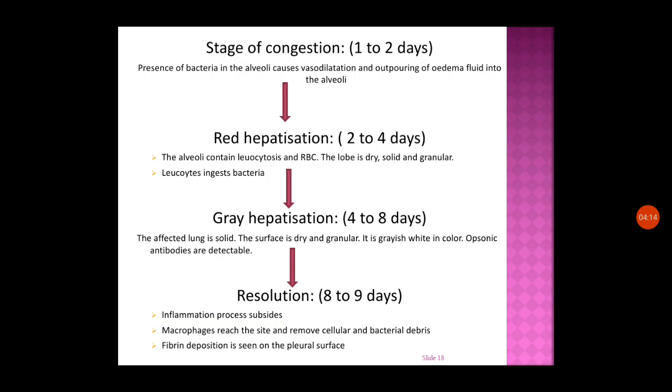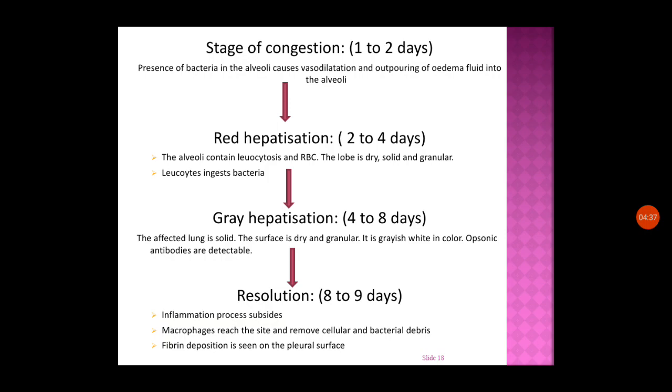Macrophages reach the site and remove cellular and bacterial debris. Fibrin deposition is seen on the pleural surface. So that is resolution. So the body itself makes a defense mechanism against pneumonia, against the bacteria or viral agent which has entered. So this happens through these four stages.